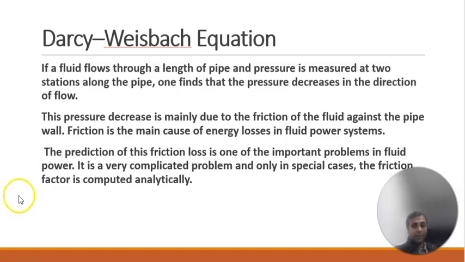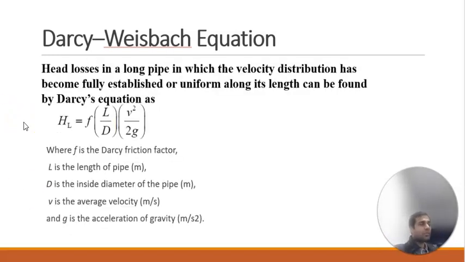Yeah, a trick. Okay. Now, finding the friction is not as easy as it looks. The friction coefficient plays a part, the diameter of the pipe plays a part, the force plays a part as well. So let's have a look at the equation. Now we've got the equation for the head losses in a very long pipe, in which the velocity distribution has become fully established, which means we know the velocity at each and every point. Okay. Now the Darcy equation is given by this equation.